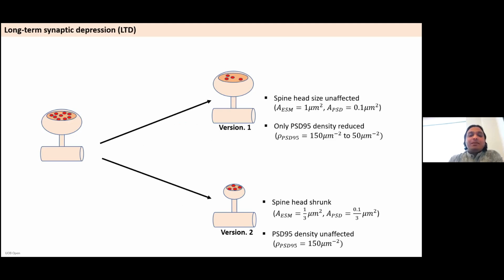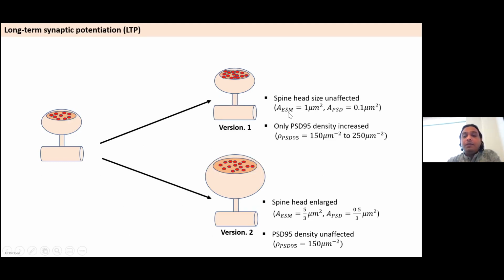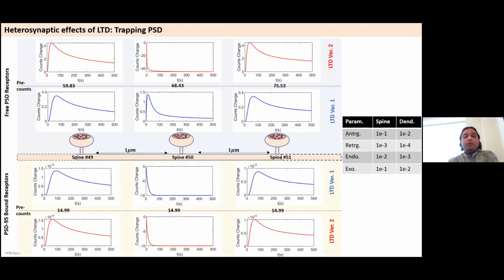Thank you. So there's a version 1 where I'm just keeping the spine head size unaffected, but version 2 where I am shrinking it. And in the LTP, where I keep the spine head unaffected for version 1, only increasing the PSD95 density, but in version 2 I am enlarging the spine head and keeping the PSD95 density unaffected. Now, what we observe is that in the trapping PSD situation, the LTD version 2 has more strong heterosynaptic effects than LTD version 1.